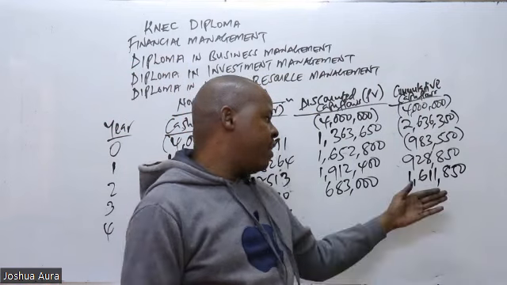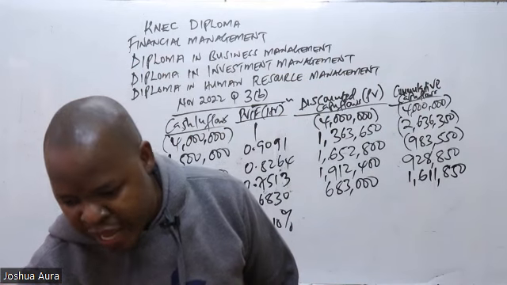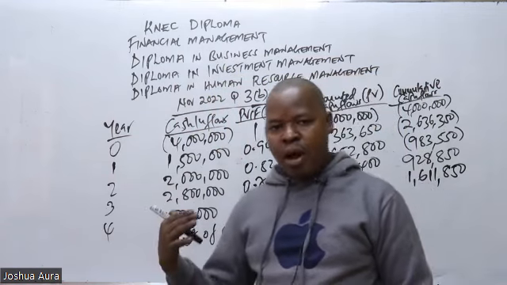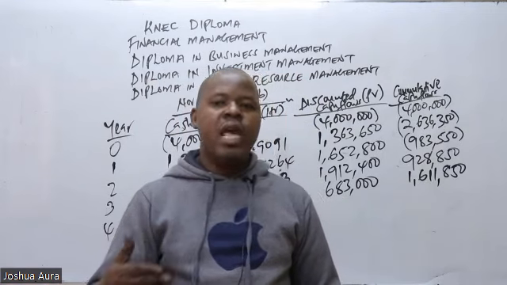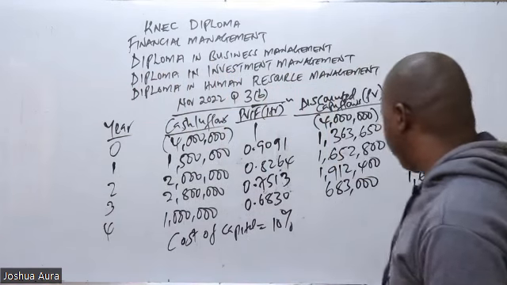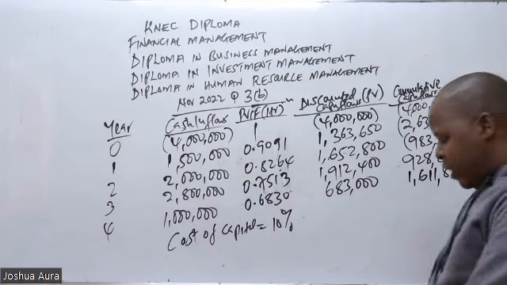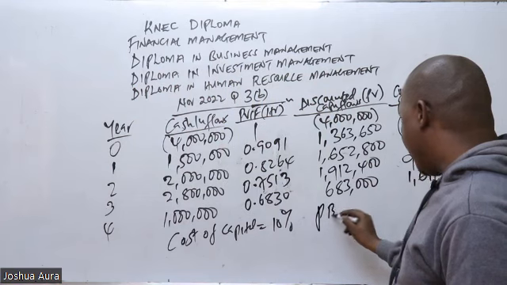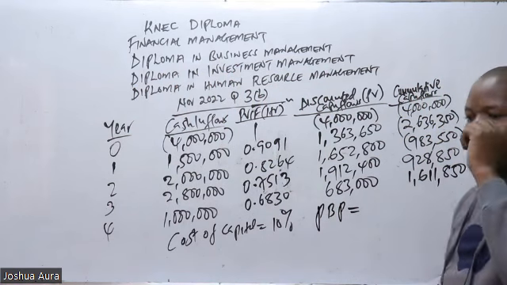Now, when we reach this point, we are supposed to determine the number of years the investor will be able to recover its initial cost. So from this table, how are we supposed to get the payback period?